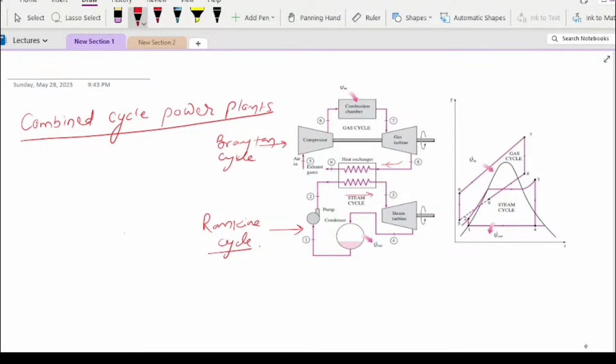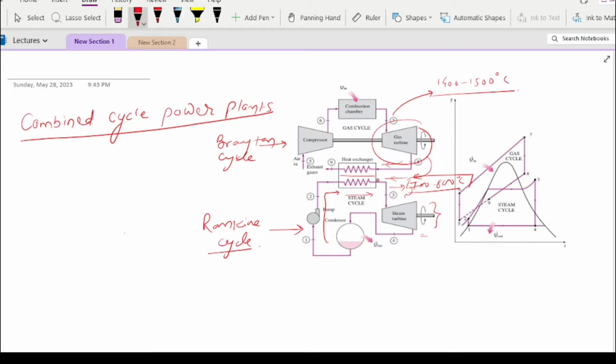So what we are exactly doing is using the energy of the exhaust gases in a heat exchanger, where the steam or water takes the heat from these exhaust gases, and after taking the heat the expansion is done in the steam turbine. Generally the gas turbines operate in a temperature range of 1400 to 1500 degrees centigrade, and the exhaust of these gas turbines is typically in the range of 700 to 800 degrees centigrade.